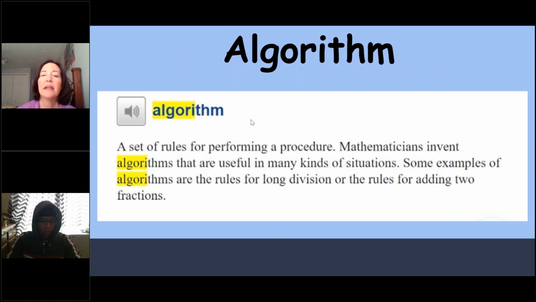Okay, algorithm is another vocabulary term. It's just a fancy math way to say a set of rules to perform a procedure. You've already learned algorithms for adding and subtracting fractions, multiplying fractions, long division. There was an algorithm or a set of rules that you learned in order to do the long division. So in today's lesson, we're going to be developing some algorithms that help us to add and subtract positive and negative numbers.